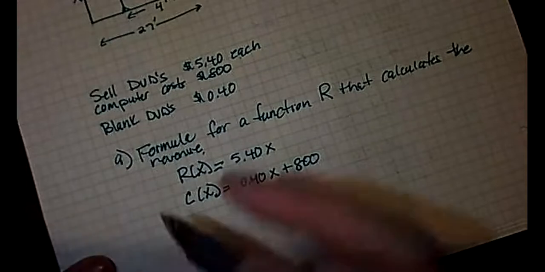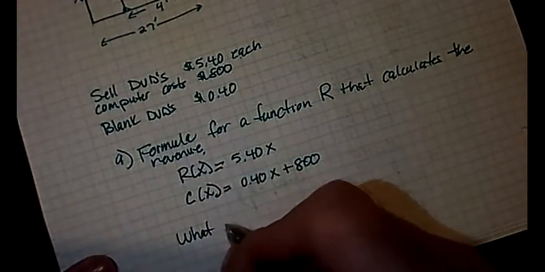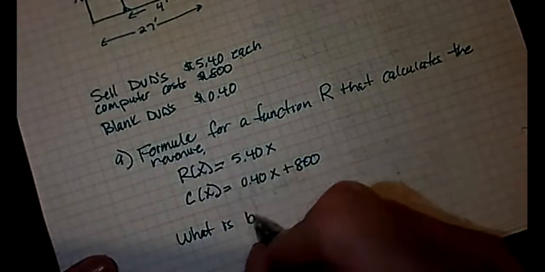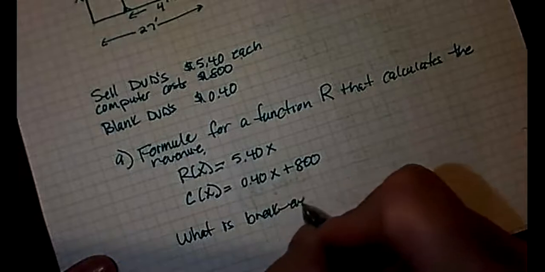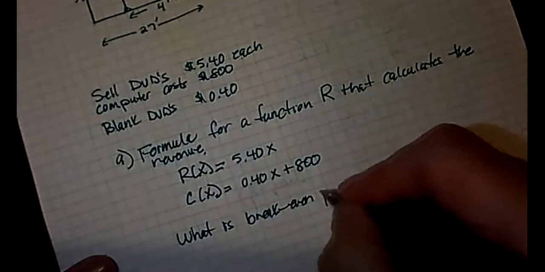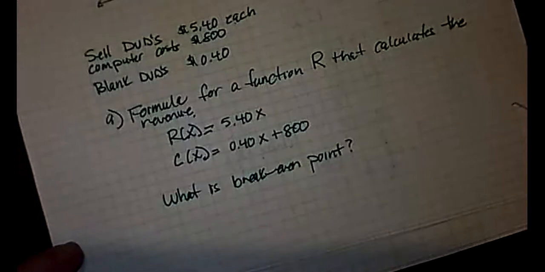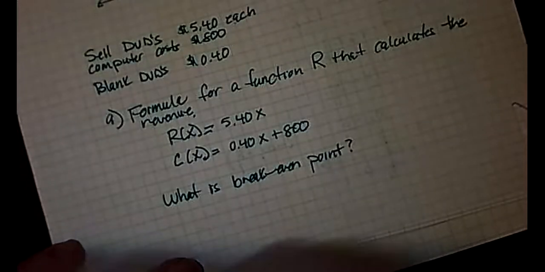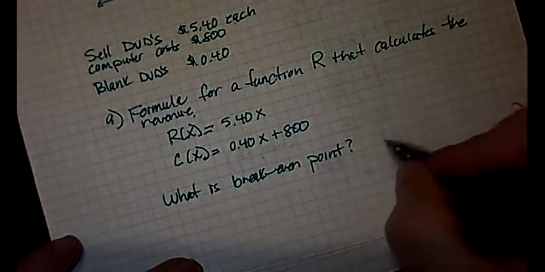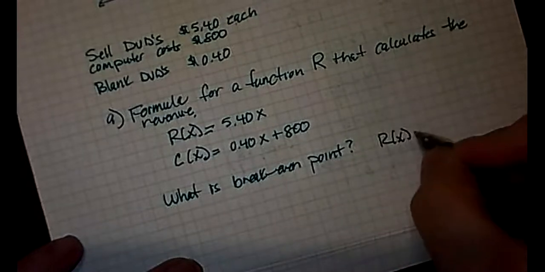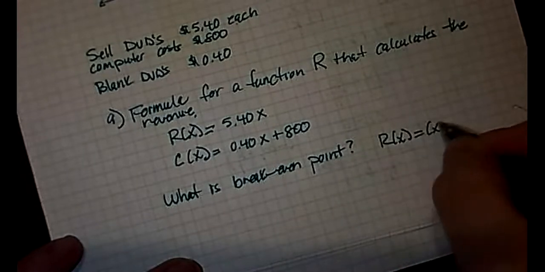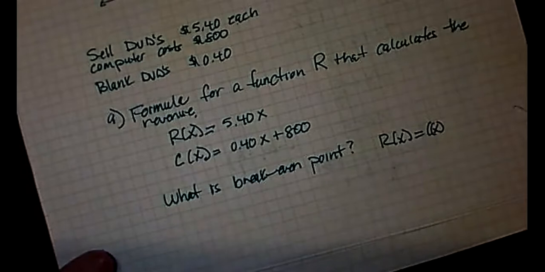So the question is, what is the break-even point when he can begin to make a profit? What is the break-even point? Because once he passes that, or she, then they can start making a profit. So how I find that is just what we did on Desmos. I set R of x equal to C of x.